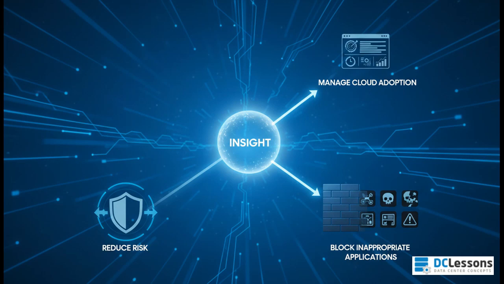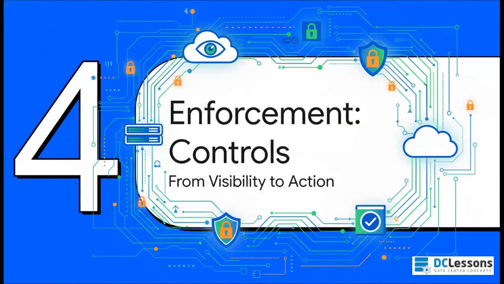Yikes. And the key thing here is this visibility isn't just for a pretty report. It's actionable intelligence. Now you can have informed conversations with business leaders, you can build a smart cloud strategy, and you can confidently block the apps that just don't meet your security standards. Okay, so you can see everything now. What's next? Well, the next logical step is enforcement. Let's take a look at how Umbrella lets you apply some really precise control.